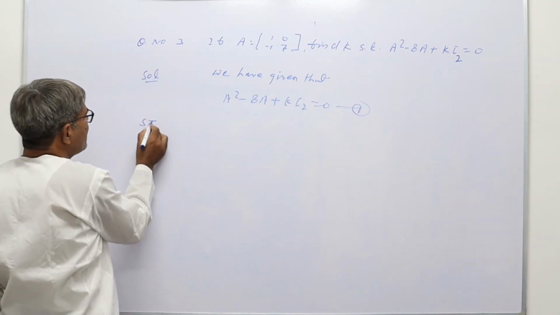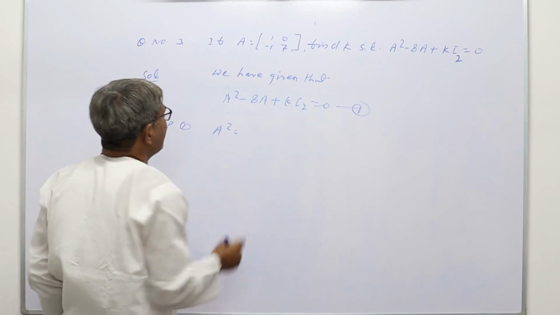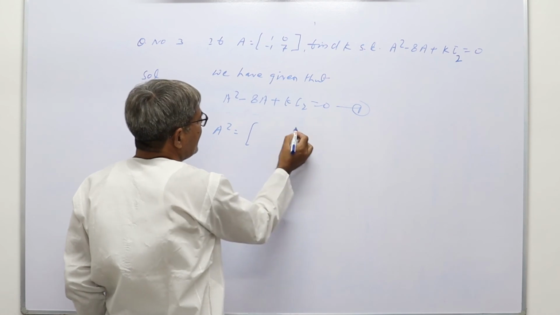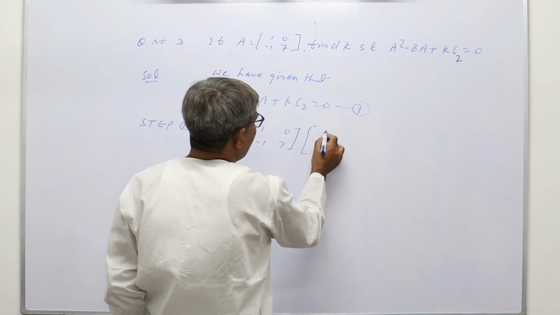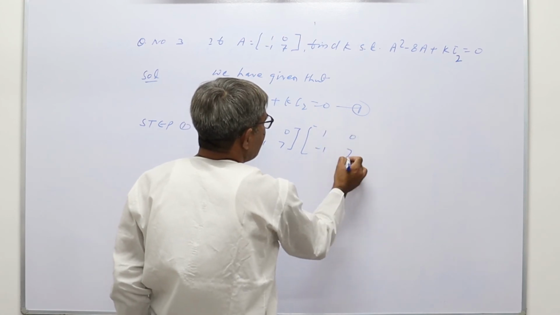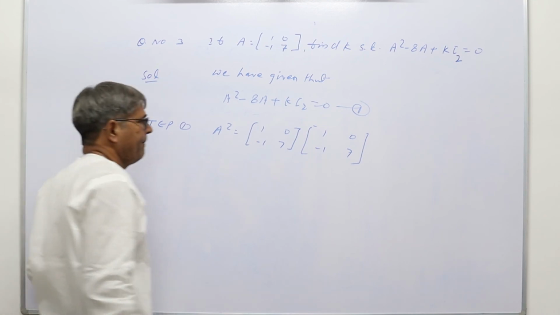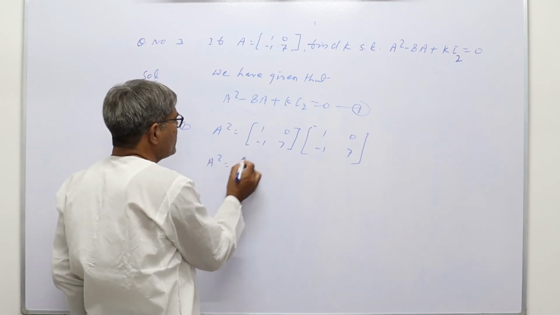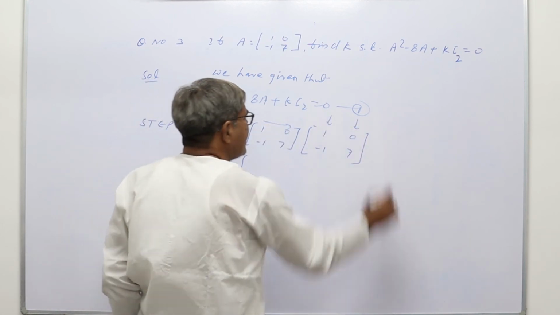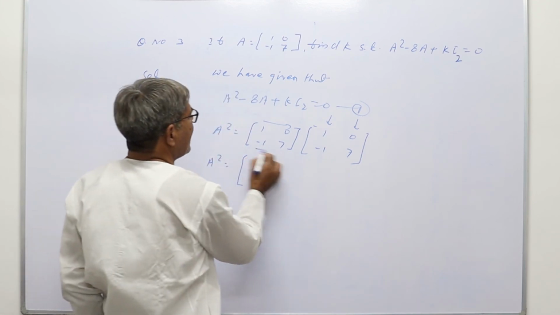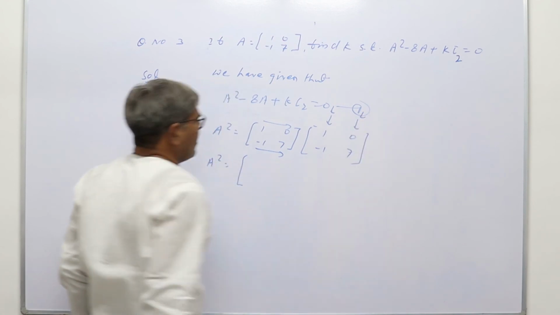So in step first we will find A square, that is matrix multiplication of the given matrix with itself. So 1, 0, minus 1, 7 will be multiplied with 1, 0, minus 1, 7. That is an integral power of matrix A. So A square will be equals to, first row will be multiplied with first column and then with second column. Similarly, then second row will be multiplied with first column and then with second column.